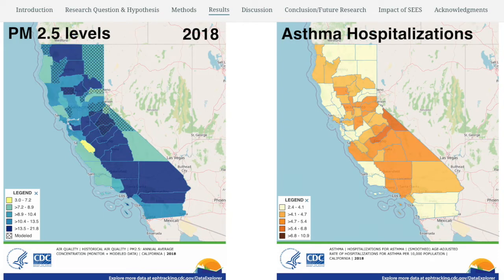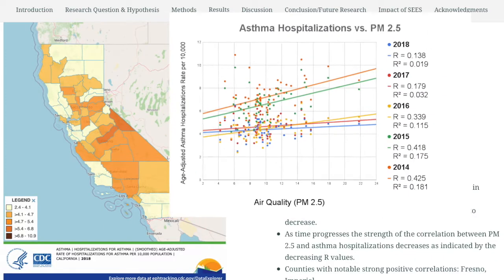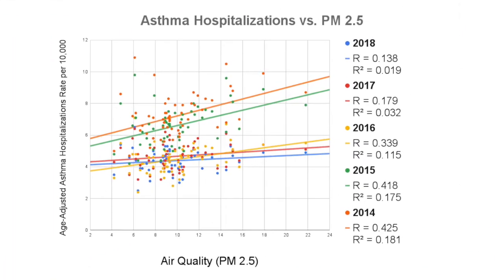On the right shows a scatter plot showing the correlation between asthma hospitalizations and PM 2.5 across the 5 years. As time progresses, the strength of the correlation decreases, as indicated by the decreasing R values. While correlations between asthma and PM 2.5 on the state level are weak, certain counties prove otherwise, such as Fresno and Imperial County.